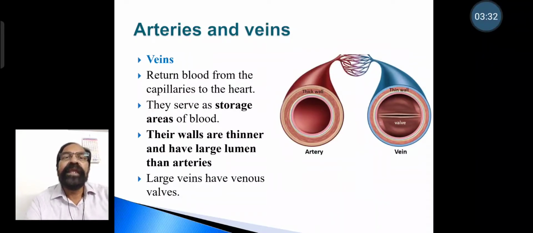Veins. Veins return blood from capillaries to the heart. They serve as storage areas of blood. They are also thinner and have larger lumen than the arteries. Large veins have valves, venous valves.